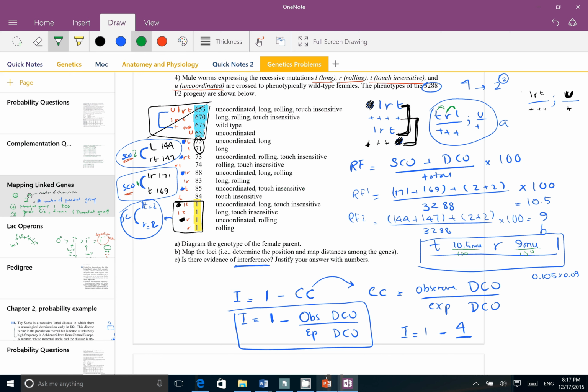So my expected double crossover is those, multiply them by my total number, which is 3288. So that will give me, let me do the calculation. I apologize, you have to wait. If you have a calculator, you can also do it. Okay, I did something wrong.